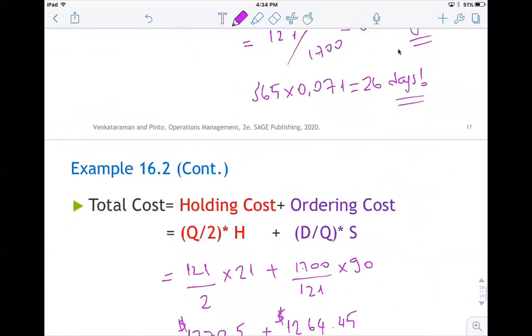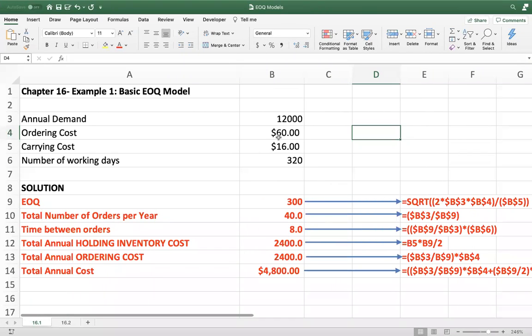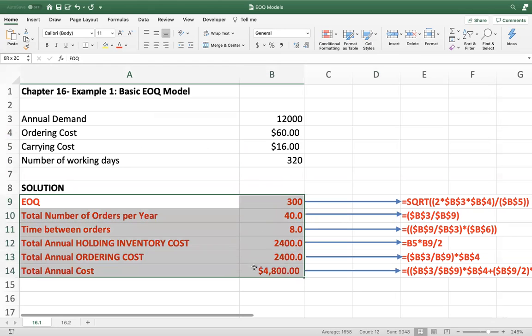Let me just quickly switch to the Excel file. Again, you can see this Excel file in your notes on your course page. I already set this up for you. So for the first one, remember for the truffles problem, our annual demand was 12,000. Ordering cost was given to us as $6 per order. Carrying cost, inventory holding cost was given to us as $16, and the number of working days was given to us as 320. These are all the formulations that you will ever need when you are trying to do this calculation.